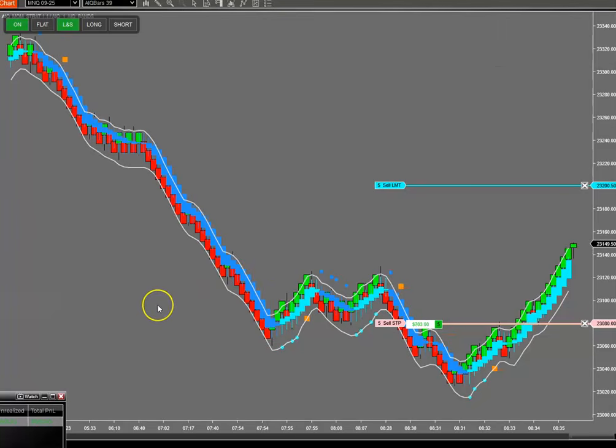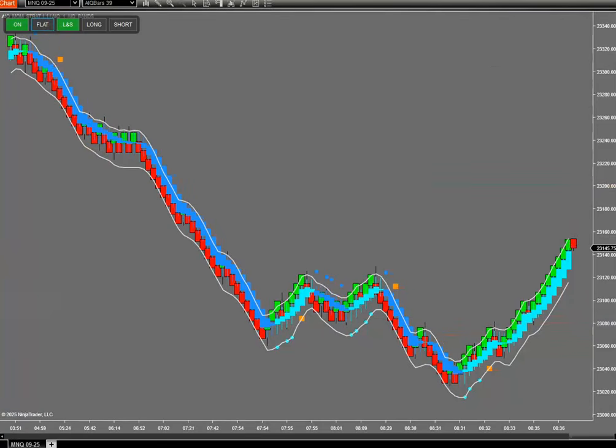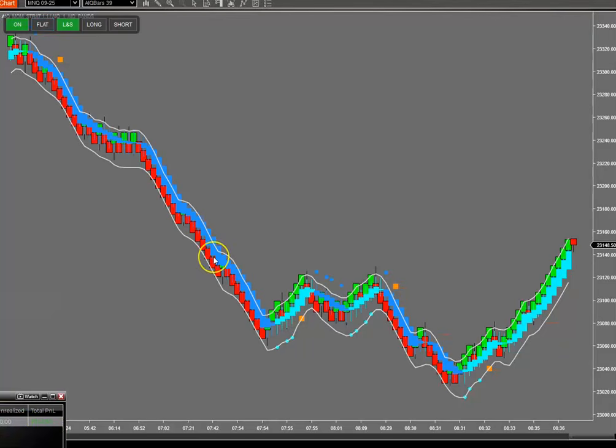But in this case, we're getting a really nice push out of the open, and there we are. We're well over 700, and I'll hit the flatten button, and we conclude at 734. So that was a one and done right out of the US cash session open.